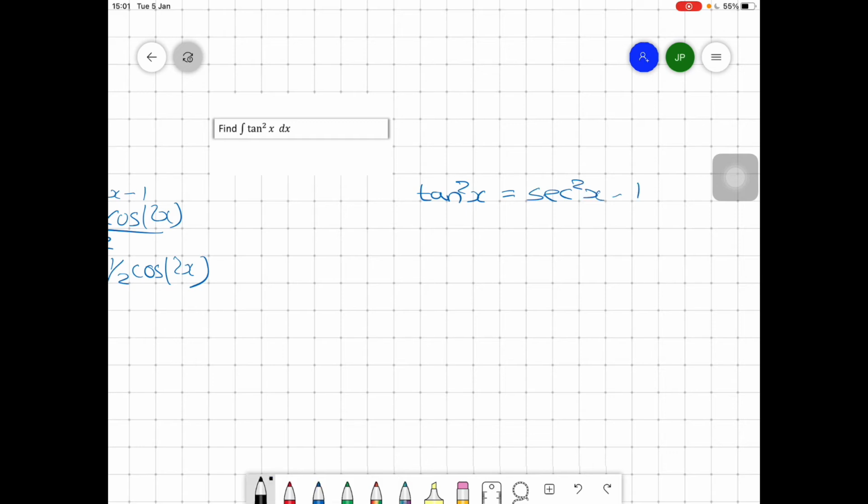Therefore, I can just rewrite this original integral of tan squared x into sec squared x minus 1 with respect to x, and I can integrate my way through. Sec squared, using our standard integrals that we need to know, sec squared integrates to tan x minus 1. Please do not forget the integration we did in year 12. Do not miss a simple part.